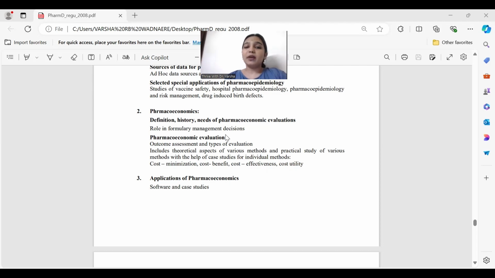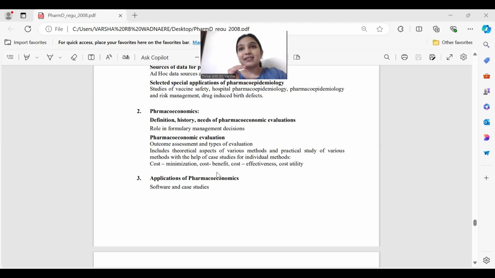Then pharmacoeconomic evaluation: outcome and assessment and types of evaluation, how you will evaluate each and everything. It includes various methods, that is cost minimization, cost benefit, cost effectiveness, and cost utility. Now these are some methods. From the name only you can understand cost minimization: how we can reduce the cost, and in what situation we have to reduce the cost.